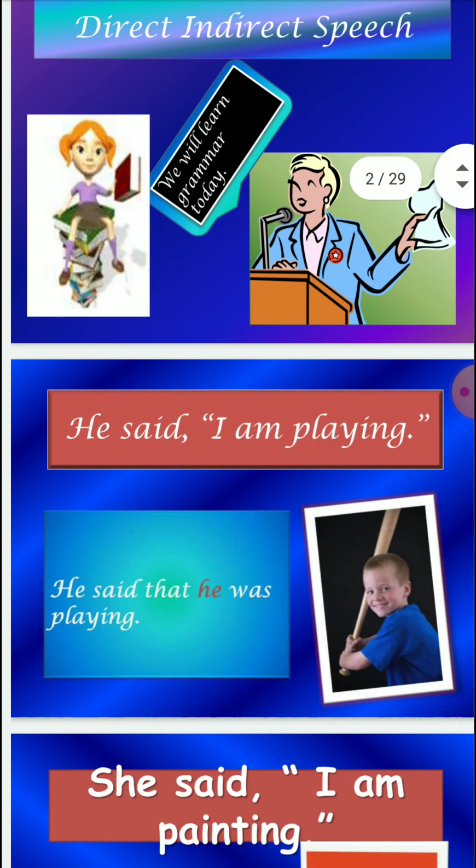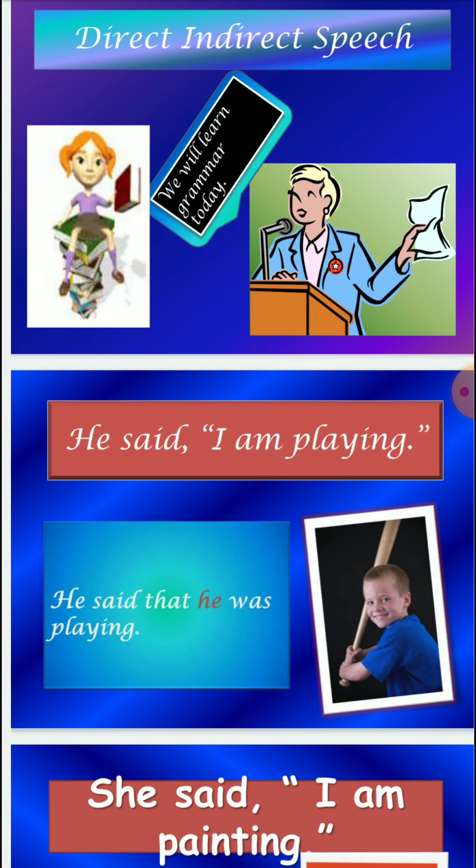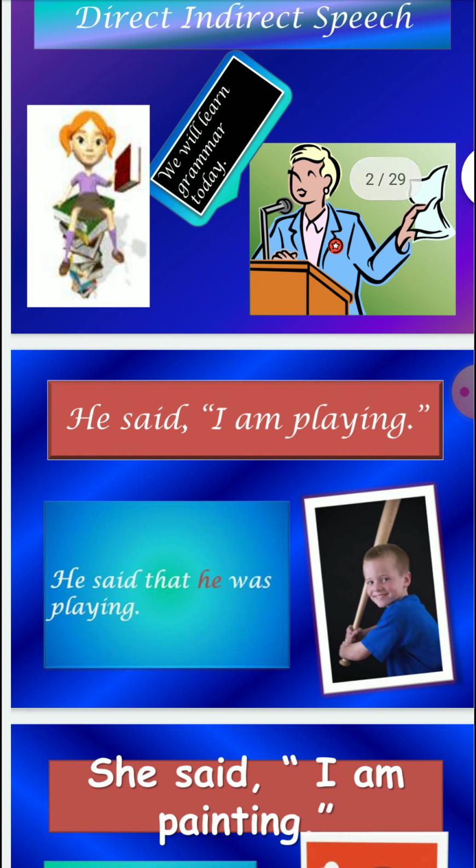Now, you can see example number one. He said, "I am playing," and he said that he was playing. So, what are the major changes you can notice in these two sentences? Yes, in the first sentence, we can clearly see that the dialogue, the reported speech, is written within double quotes. "I am playing" is the reported speech, which is within the double quotes. Whereas in the second statement, there are no double quotes and there is no comma. Instead, we've used the conjunction that.